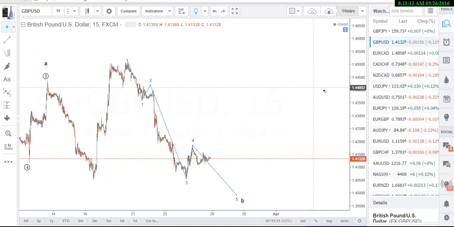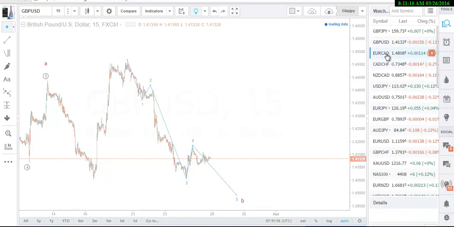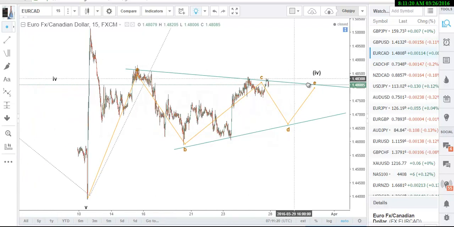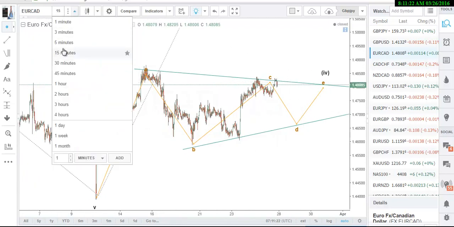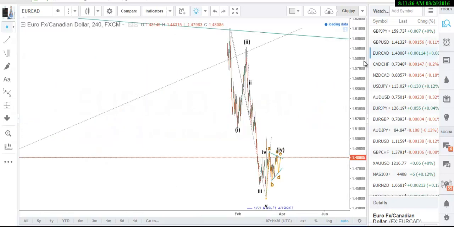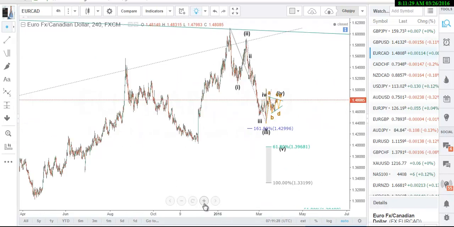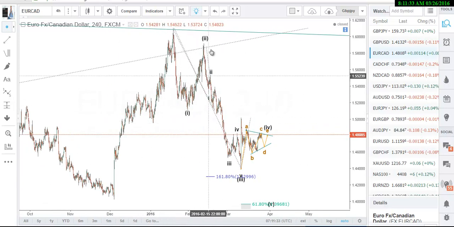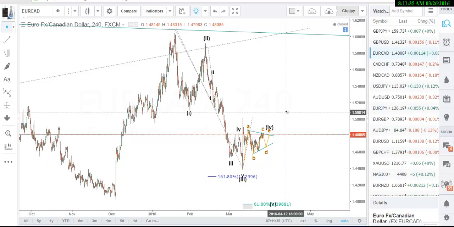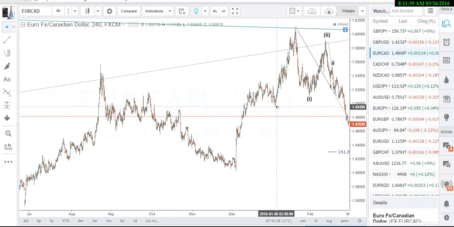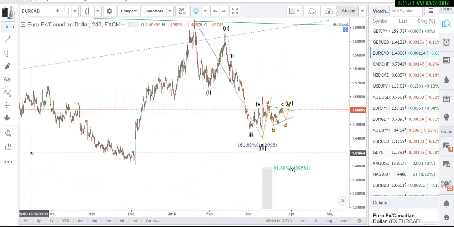All right, the next one we're going to be looking at is the Euro Canadian dollar. The Euro Canadian dollar is giving us something that looks so interesting. Let's start from the 4-hour chart. From the 4-hour chart, we could see a move from there, 1, 2, 3, and then we are in the fourth wave.